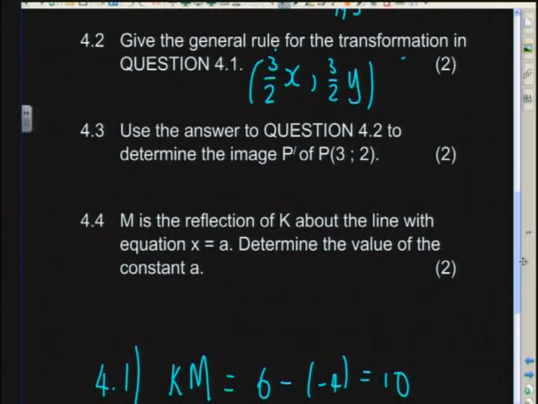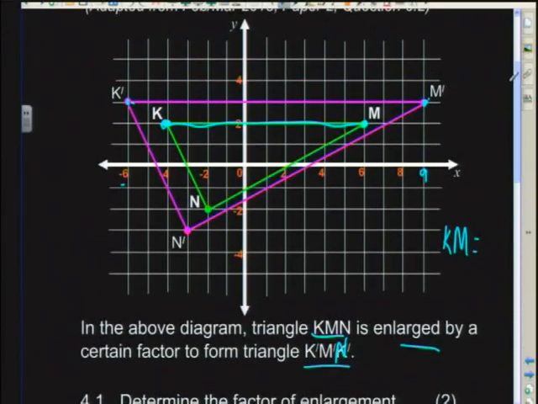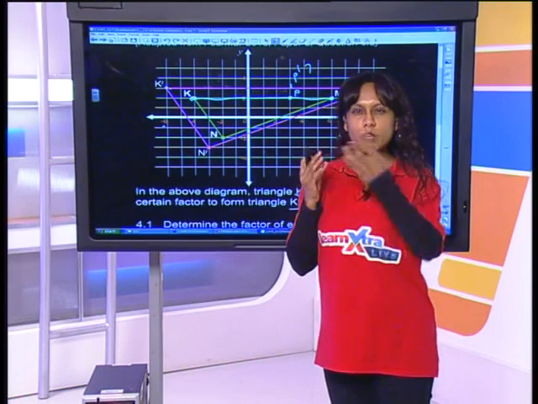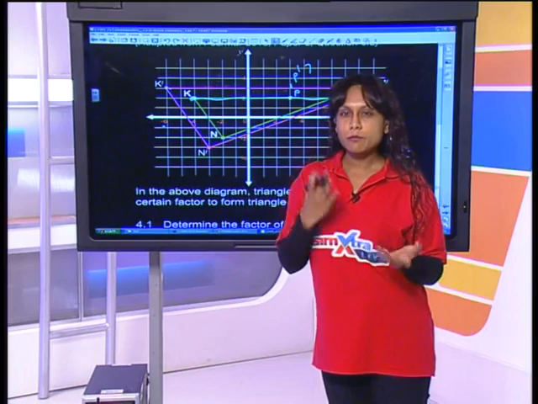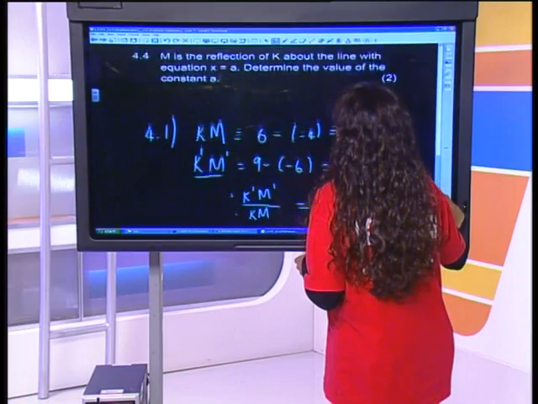Right, part 3. Use the answer in question 4.2 to determine the image P prime of a point P, which is 3 and 2. So we've got some point P, which is 3 and 2. I'll just put it down here. So P is somewhere here. That's P. And they want to know, what will this new point P prime be? Wherever P prime is, what will the new coordinates be? All we've got to do, because remember we've got the factor of enlargement, is multiply each coordinate by 3 over 2.